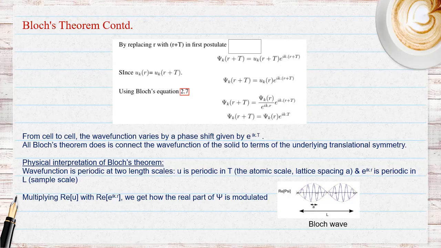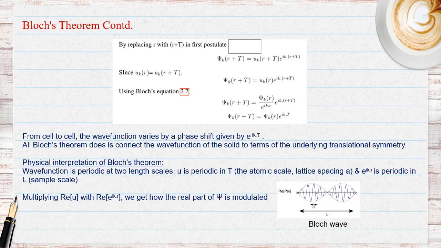So all Bloch's theorem does is connect the wave function of the solid to the underlying translational symmetry. Now we'll discuss the physical interpretation of Bloch's theorem. We see that the wave function is periodic at two length scales, where the modulation function u is periodic in t, that is the atomic scale, with lattice spacing a, and e raised to ik dot r is periodic in L, that is the sample scale.